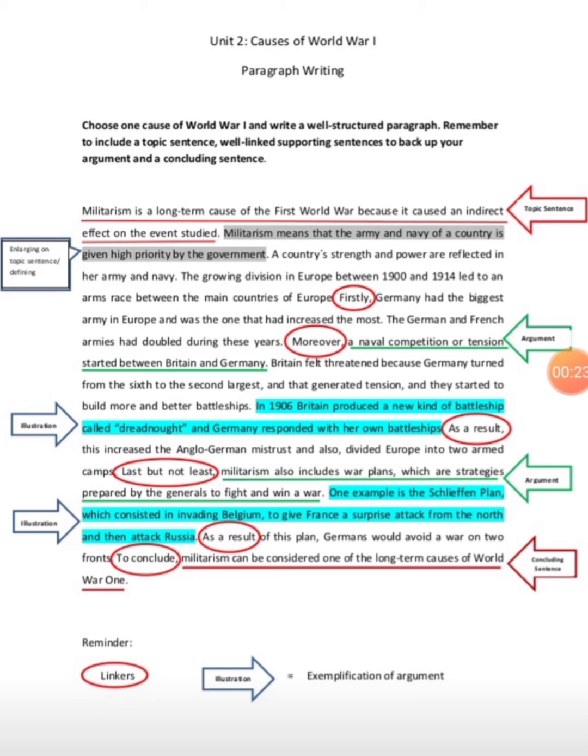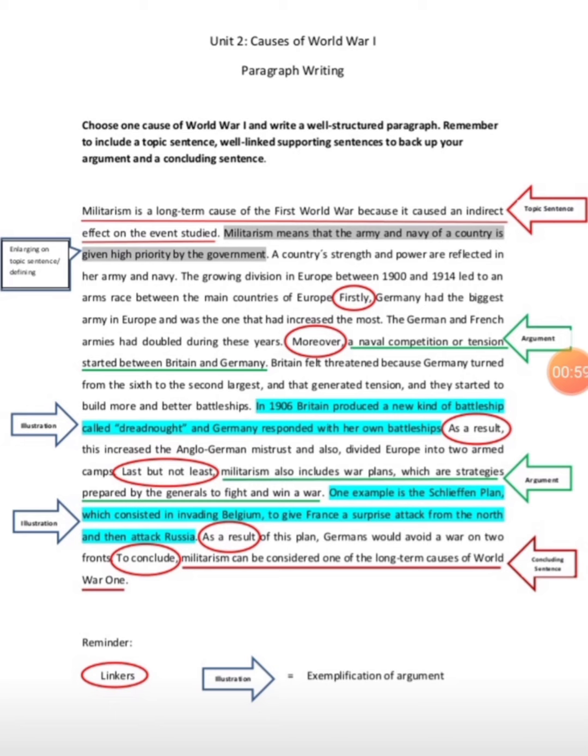Britain felt threatened because Germany turned from the sixth to the second largest, and that generated tension, and they started to build more and better battleships. In 1906, this is the illustration. We are giving an example. This is called illustration. In 1906, Britain produced a new kind of battleship called Dreadnought, and Germany responded with her own battleships. So this is the example which we have given to support our topic sentence.